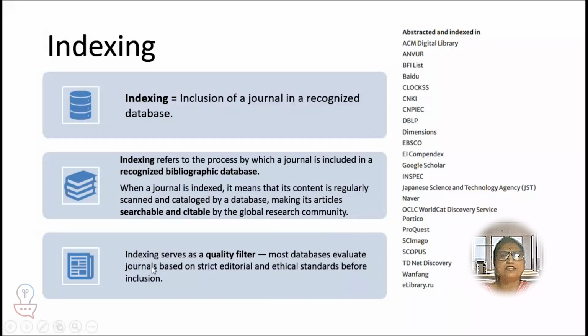You can say this indexing serves as a quality filter. Quality filter means most databases evaluate journals based on strict editorial and ethical standards before inclusion. And if any article is published in an indexed journal, then it is very good.